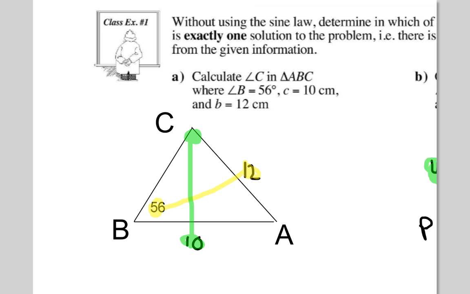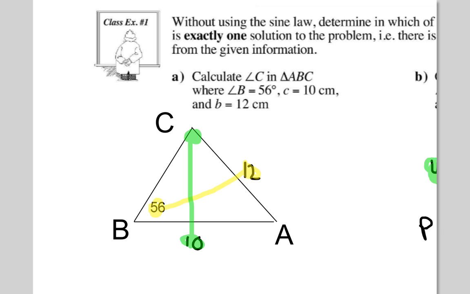So on your page, you haven't got it constructed, so you're going to have to do that. It's the page after 201. That's 202. Yep. Class example 1A. Okay, so it says calculate angle C in triangle ABC, where angle B is 56. And then they give you these other measures, C and B of the sides.